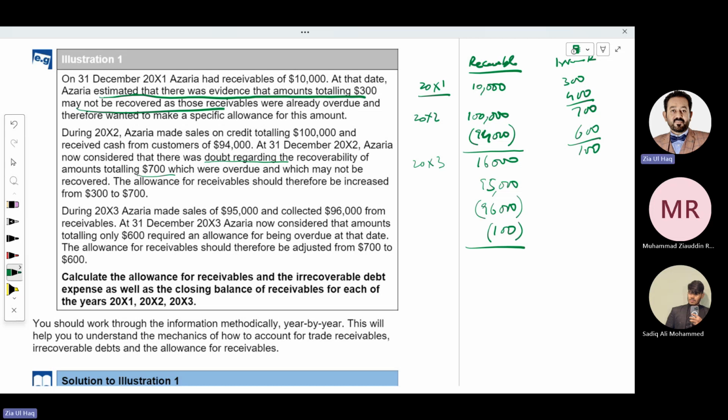So calculate the allowance for receivable and irrecoverable debt expense as well as the closing balance of receivable for 20x1, 20x2 and 20x3. So the 20x1 balance is 10,000, the 20x2 balance is 16,000 and the 20x3 balance will be, if we deduct 1,000 extra, 15,000, 15,000 minus 100, 14,900. So these are the balances. And for allowance for receivable, this will be 600. You know?